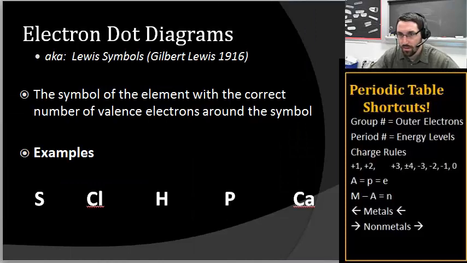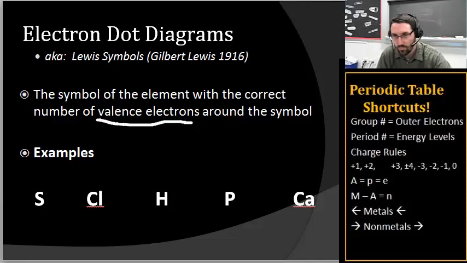Okay, next up, a quick review of electron dot diagrams. These are also known as Lewis symbols at times, named after Gilbert Lewis, who first came up with the idea. Basically what you do is you have your element, and you're going to write down the number of valence electrons outside of it.